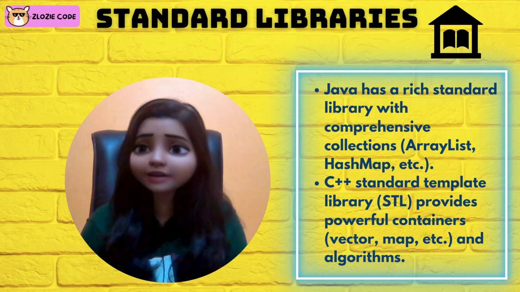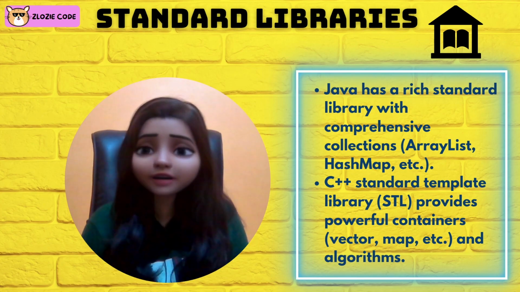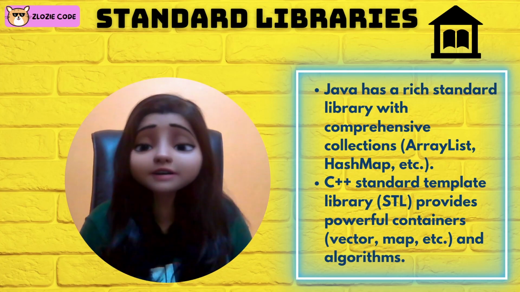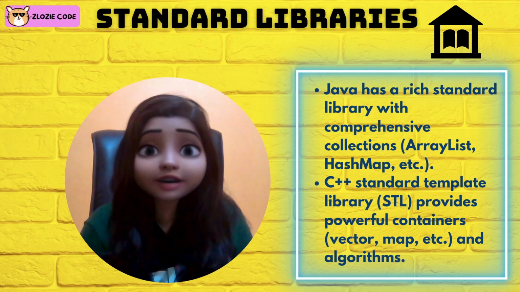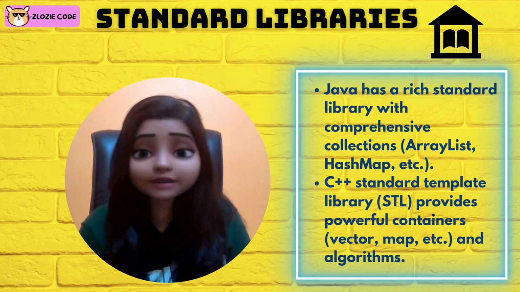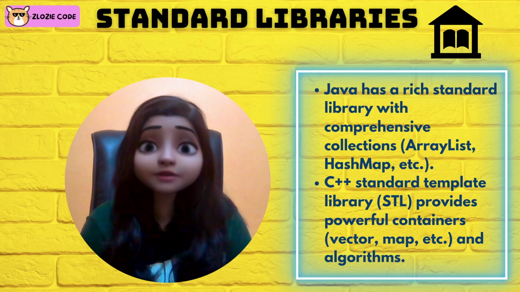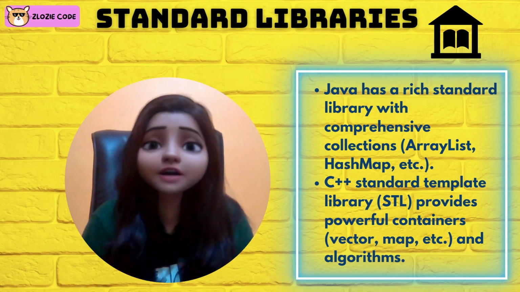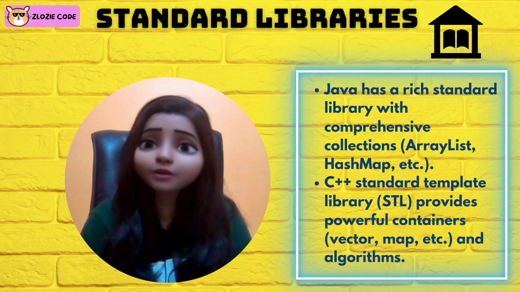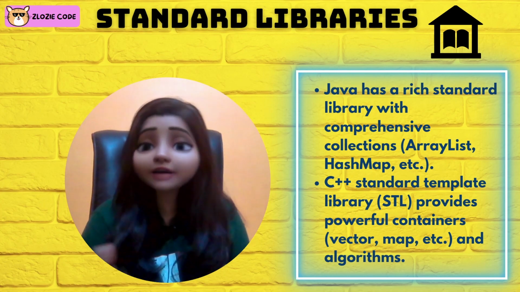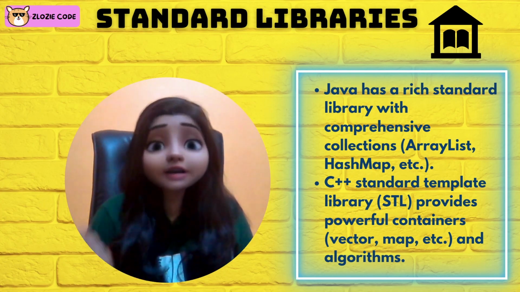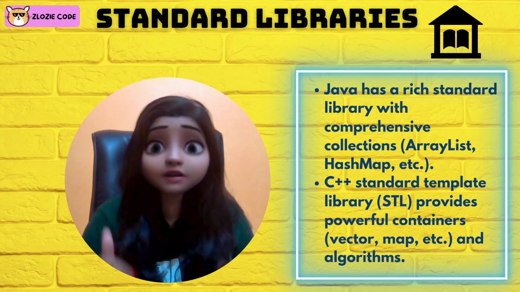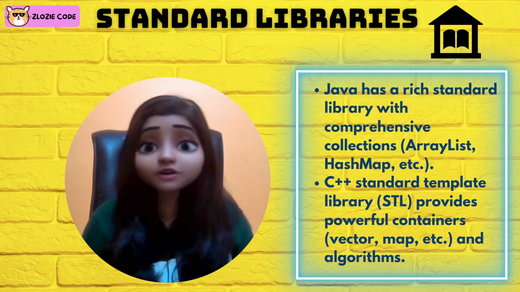Now let's talk about the standard libraries. Java has rich standard libraries with comprehensive collections like array, hashmap, etc. While on the other hand, C++ has the Standard Template Library, called STL, and whenever you're using C++ as your programming language, you have to import this particular STL library because it contains everything, and it's a very powerful container library containing vector, maps, etc. and so many other things which you can directly use inside your code.